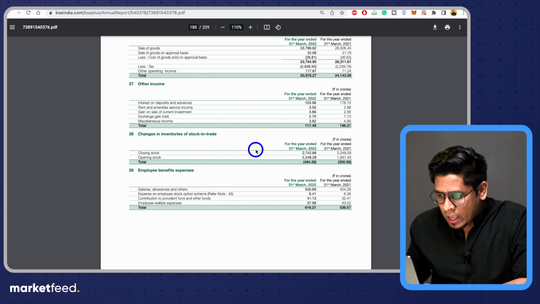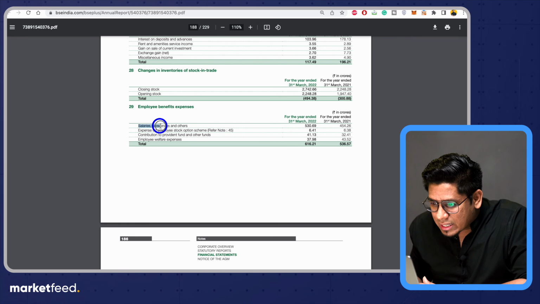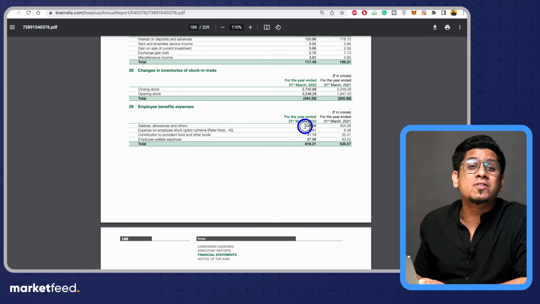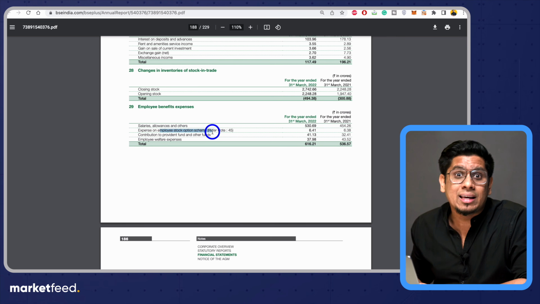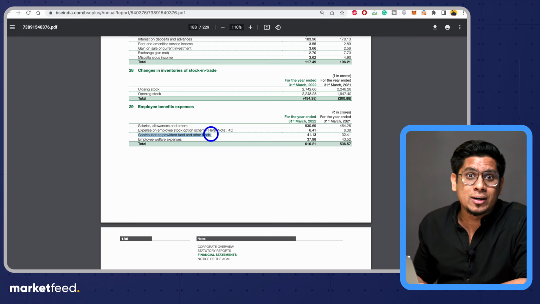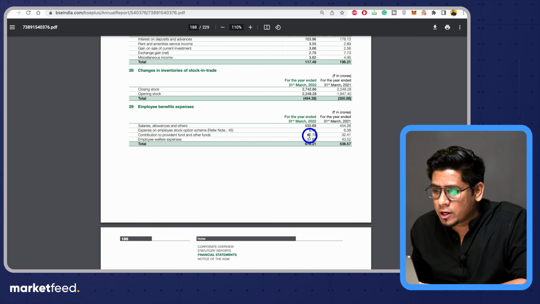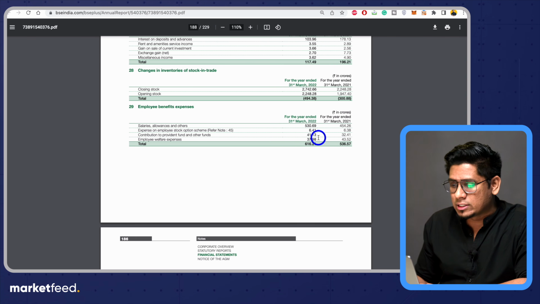So coming down. So yeah, employee benefit expenses, as we can see here, salaries, allowances and others itself is 530 crores for the company, right? Expenses on employee stock option, ESOP, that's nearly 6 crores. Contribution to provident fund and other funds, as I discussed earlier, is nearly 41 crores. Employee welfare expenses is a whopping 37 crores again.